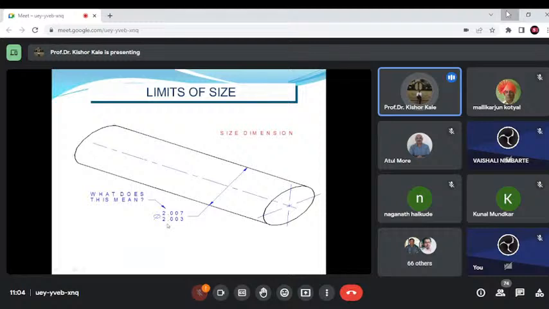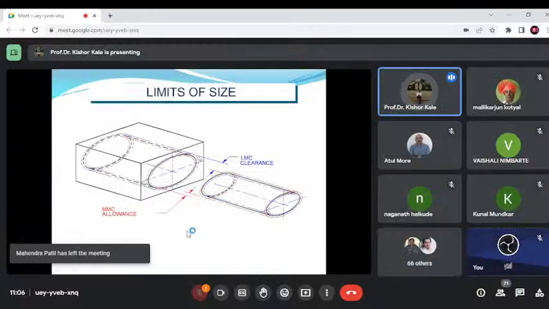You can say the MMC is shown in the red. That means the maximum diameter for the shaft is the MMC, whereas in the case of a hole, the minimum hole diameter is the maximum metal condition, because here the metal will be from the red to this outer boundary. In the case of this, this will be the LMC.